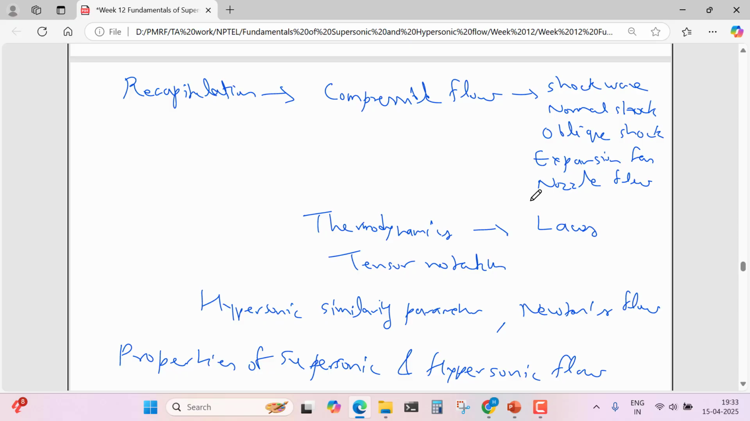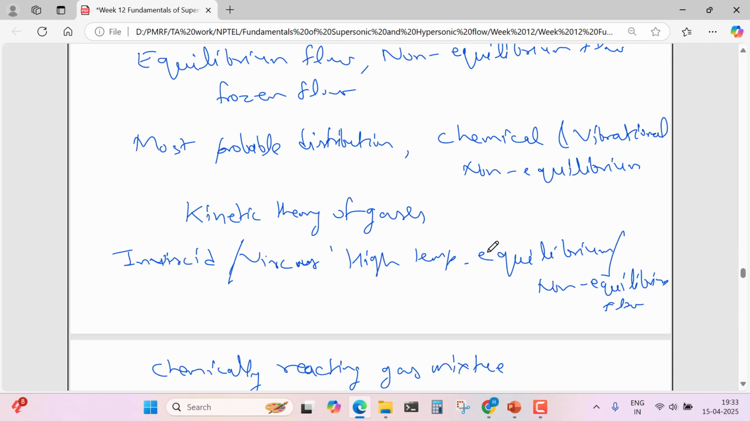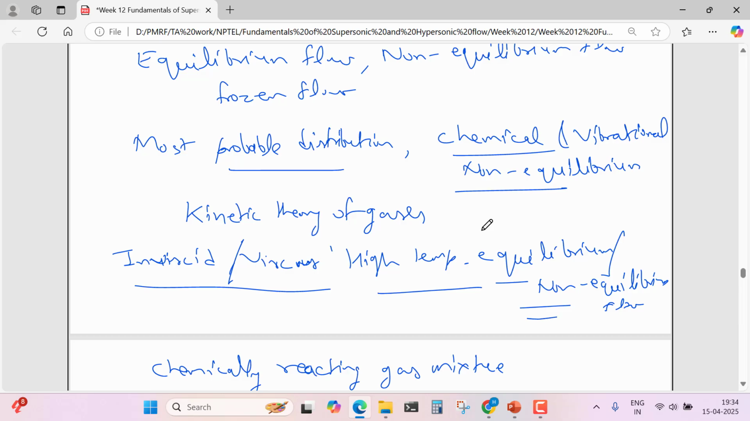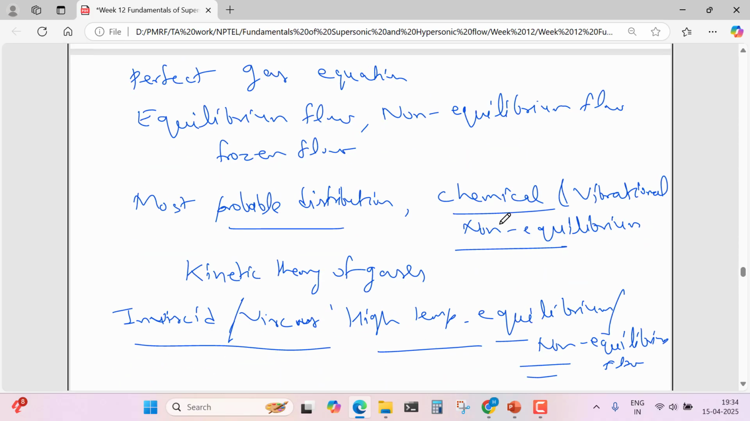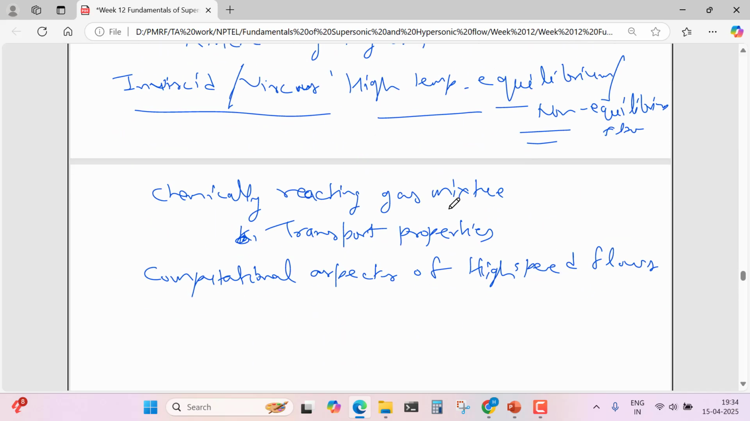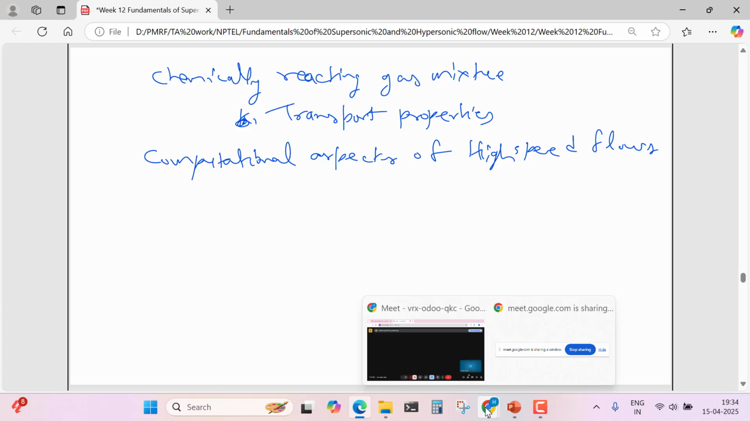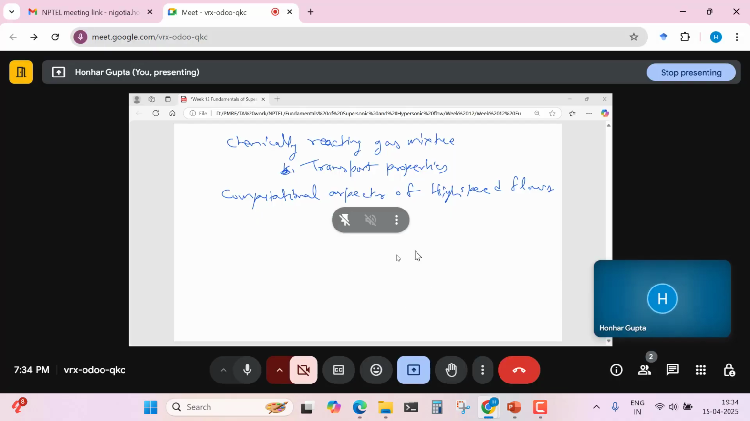There are some more topics, and all these topics were covered in great detail, like the chemical and non-equilibrium flow, in which we discussed high temperature equilibrium and non-equilibrium flow. We studied these in very much detail. And so today is the last live session, and after this you will have an exam also. So best of luck to all of you for the exam, and thank you for watching the lecture.